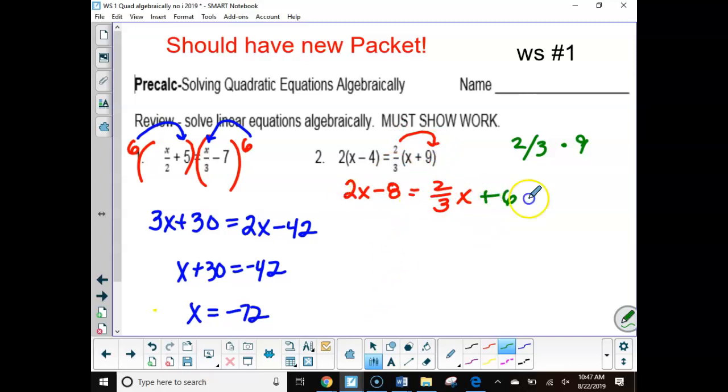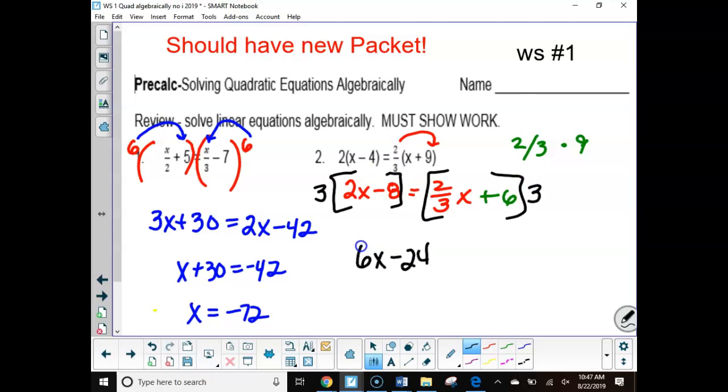Now, if you choose not to take your first step and get rid of the fractions, that's okay too. Like you could add the 8 over here first, or whatever you wanted to do. I'm just going to do the suggested multiply through by the least common denominator, which is 3. Okay, I'm really doing it on both sides. I'm just too lazy to write it. 6x minus 24 equals 2x plus 18. That's 3 times 2 divided by 3 is 2.